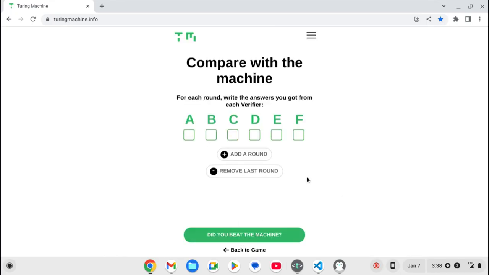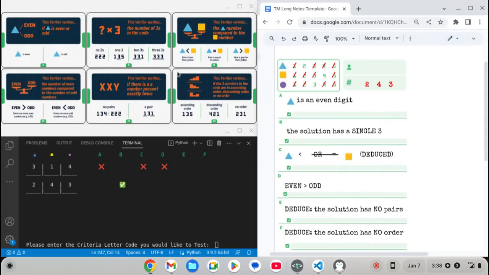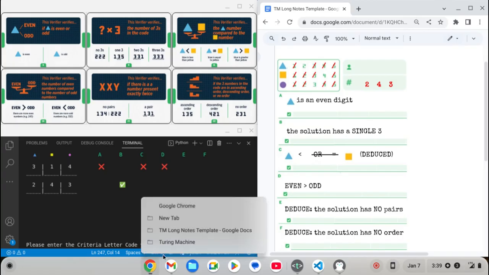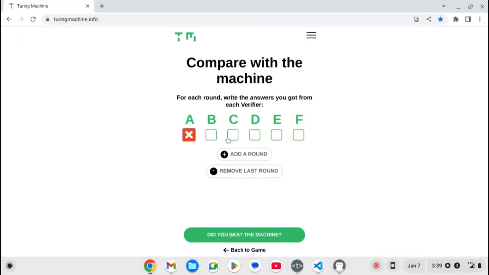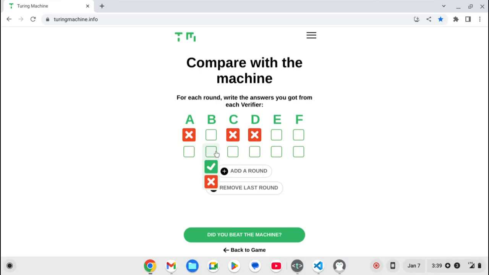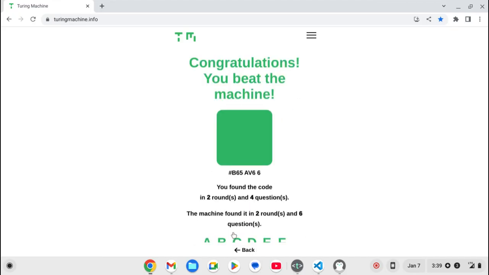Fantastic. Well, how do we do versus a Turing machine? Well, it is a 6 criteria card puzzle, but we only had to do 4 tests. Amazing. So in the first round, we did A, C, D, all incorrect. And then we tested B in the second round, and that was correct. And we outright deduced E and F. So let's go ahead and type that up. So A, C, D in the first round. A, C, D were all incorrect. And then we tested B, which was correct. And we beat the Turing machine by 2 questions.